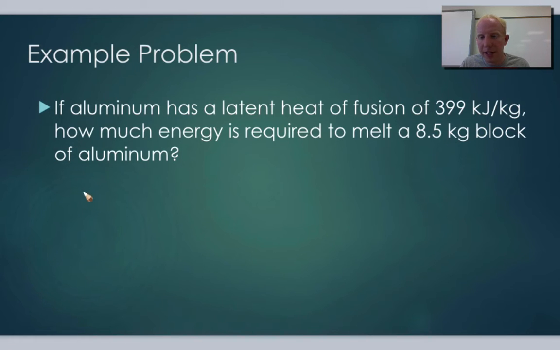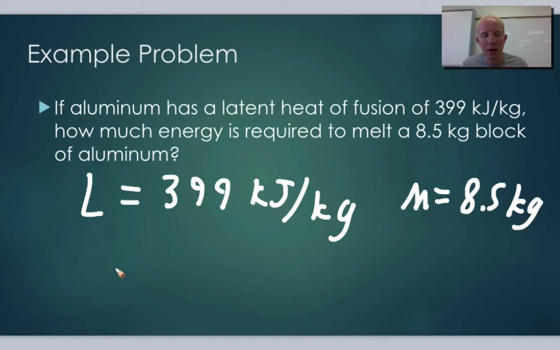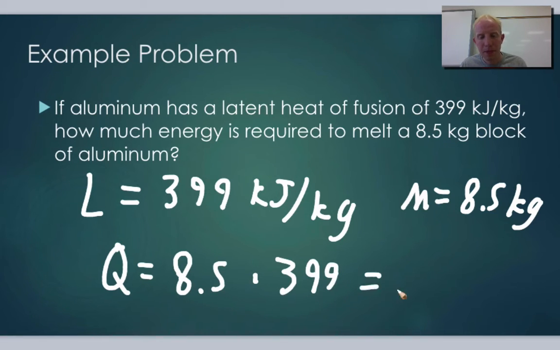But then, anyways, we say our latent heat constant, capital L, is 399 kilojoules per kilogram, and our mass is 8.5 kilograms. So all we gotta do is really simple. We just gotta times these two. So 8.5 times 399. That will give us 3,391.5. Now be aware of your units. This is in kilojoules.